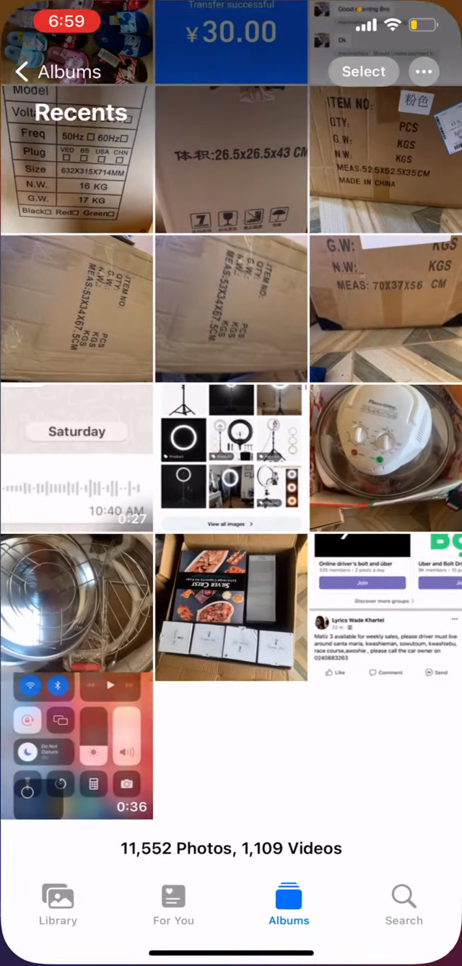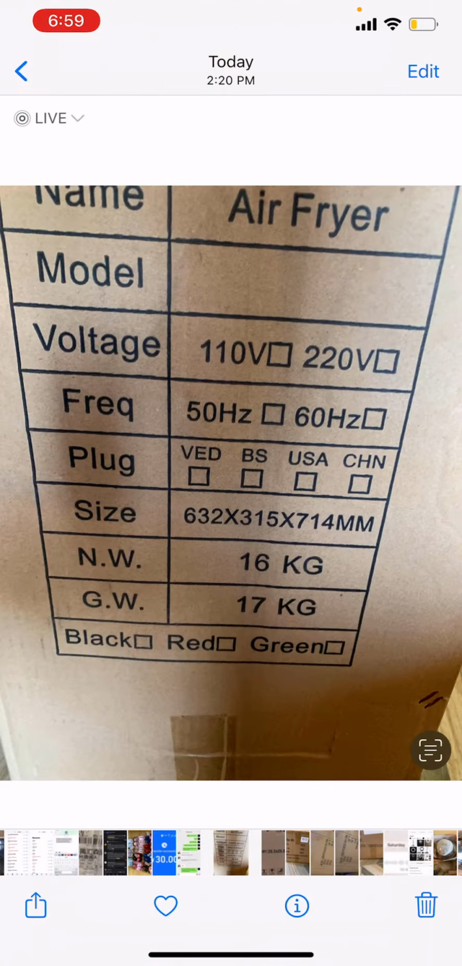Okay, now I'm going to go to my gallery. I took some pictures especially for this. Now when you look at your carton, you will see dimensions on it, or the size. When you look at this one, there is a carton for an air fryer. It's 632 by 315 by 714 millimeters.